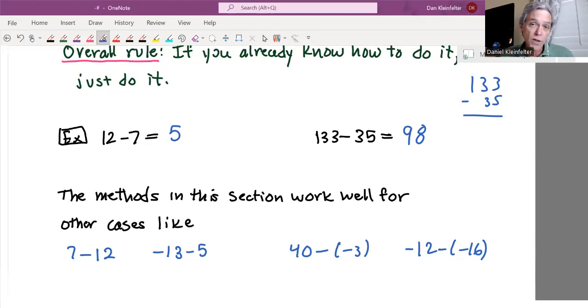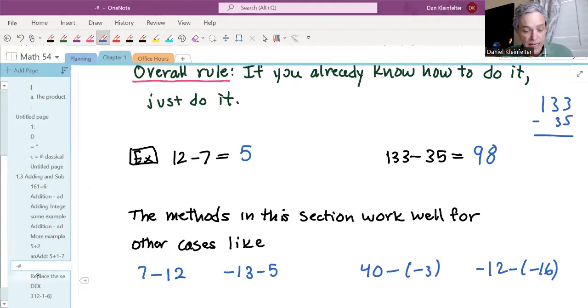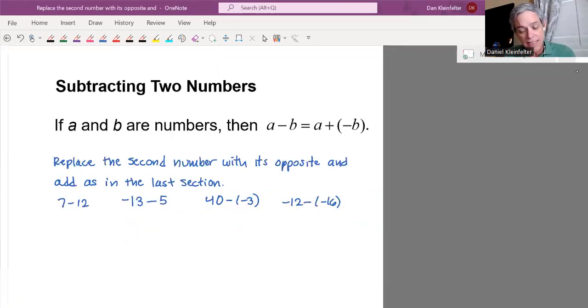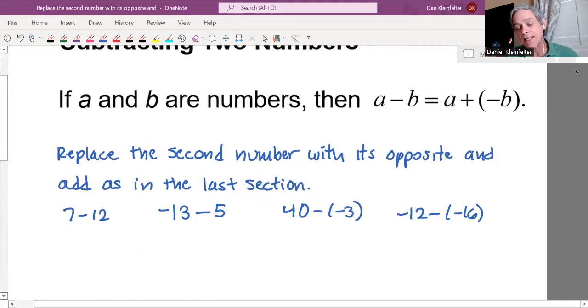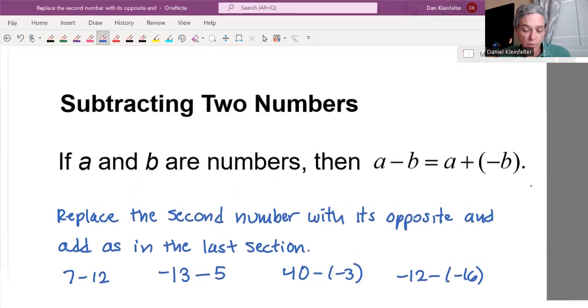Again, the overall rule is that if you already know how to do something, just do it, like the 12 minus 7 equaling 5 case. If it is some sort of a setup or problem where you don't know how to do it, then what you want to do is replace the second number with its opposite and then add, as we did in the previous section. Some books will take this to be the definition of subtraction.